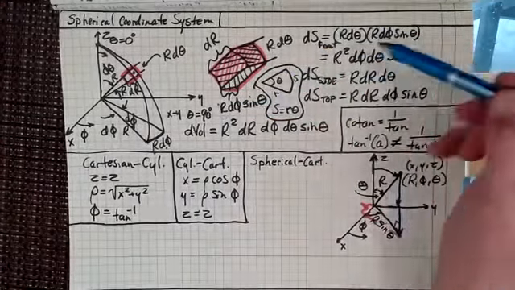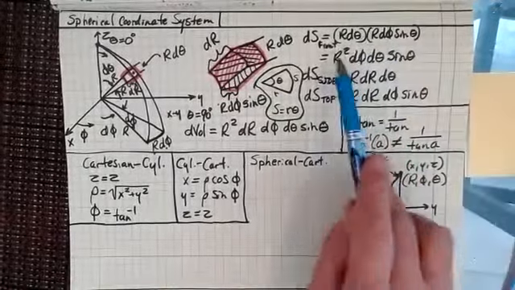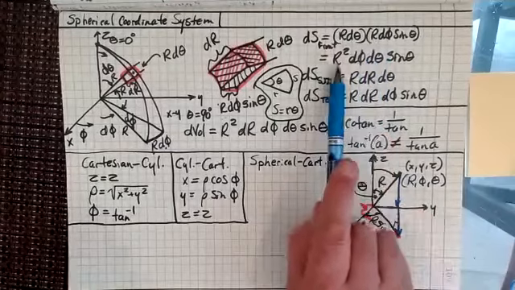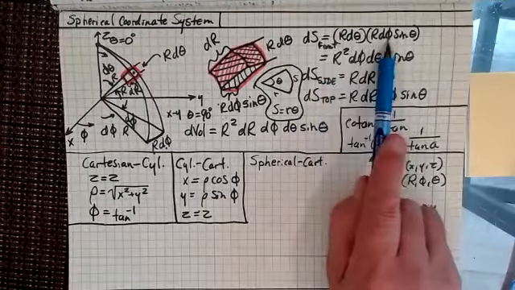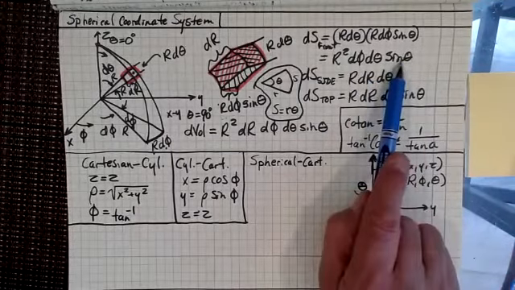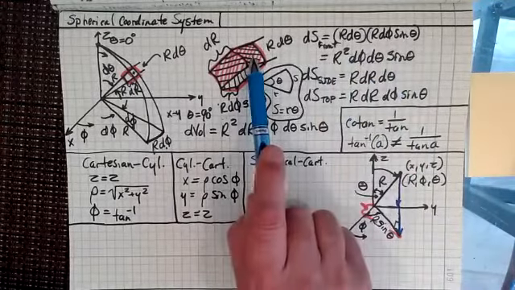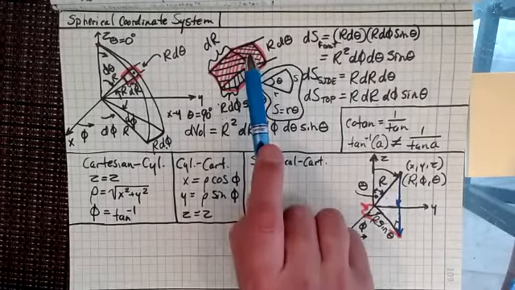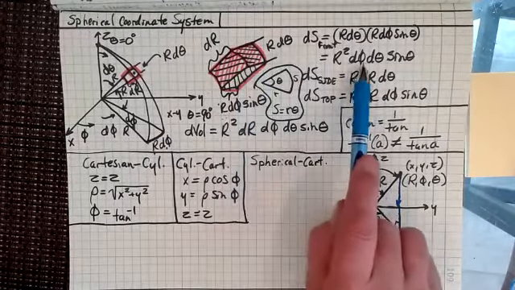I've got that written out here as the first one. Well, I think everybody can see that we've got r times r, that's r squared. Then we've got d phi, d theta, and then we've got sine theta. So to define this side right here, this front side, this differentially small surface area is going to be this.